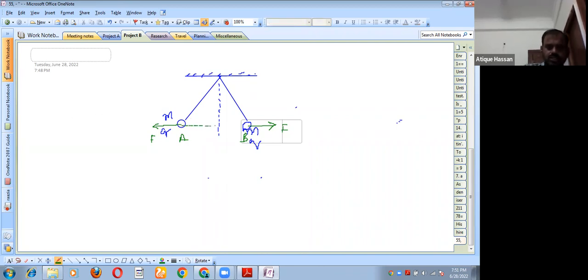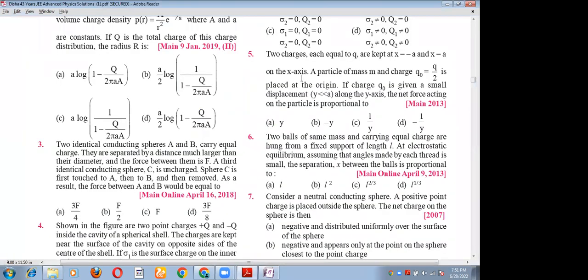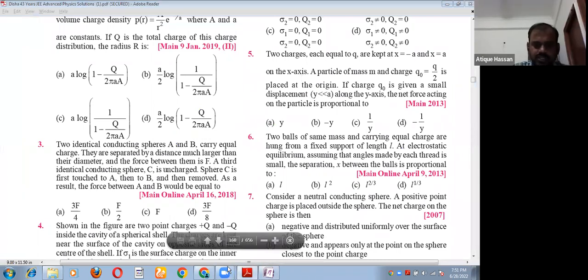In the question, it is given that the separation between them is x. Suppose at any time the separation between the balls is x, and suppose the angle is theta. This angle theta is small. Are both of you getting the question? Yes, sir. So we have to find the proportionality of this distance x.